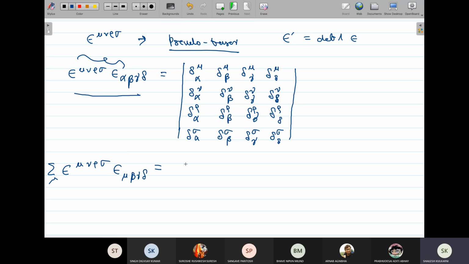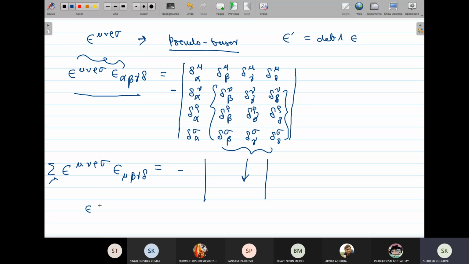So one can show from this, I will put a minus sign here, by the way. Only then will it match if you calculate this quantity component-wise by explicitly substituting the values of mu nu rho sigma and alpha beta gamma delta. Then you need to put a minus sign here. So this quantity will be minus of this determinant.